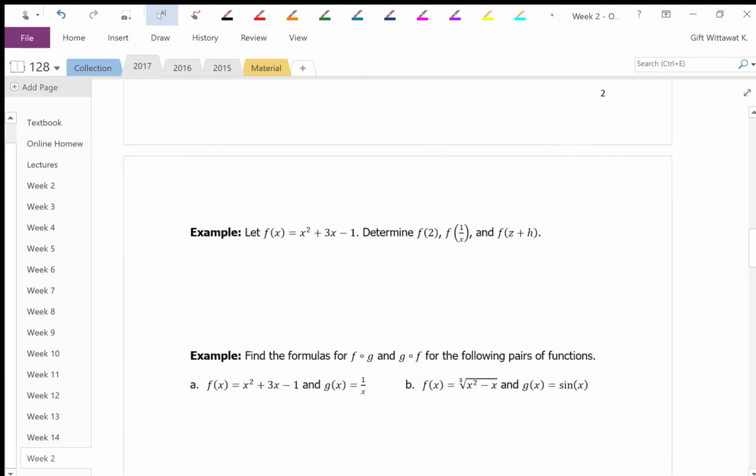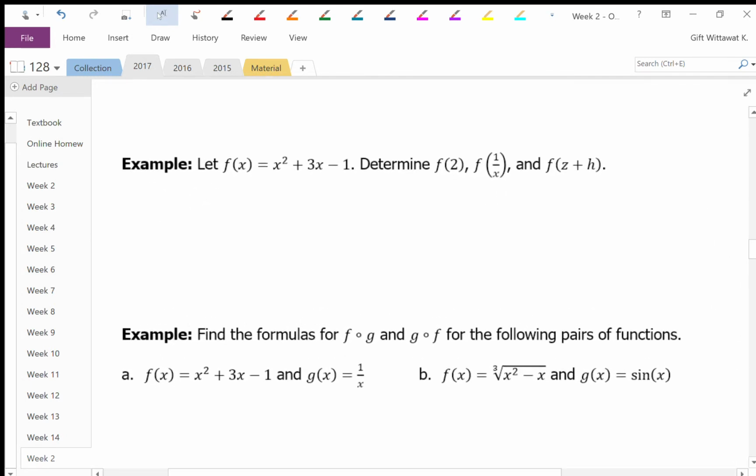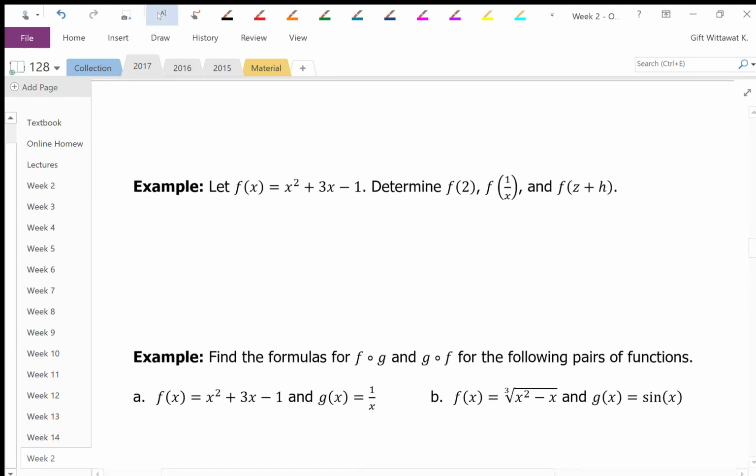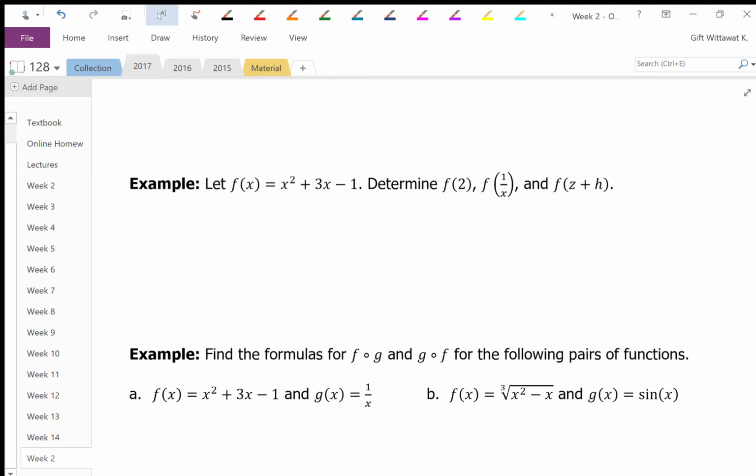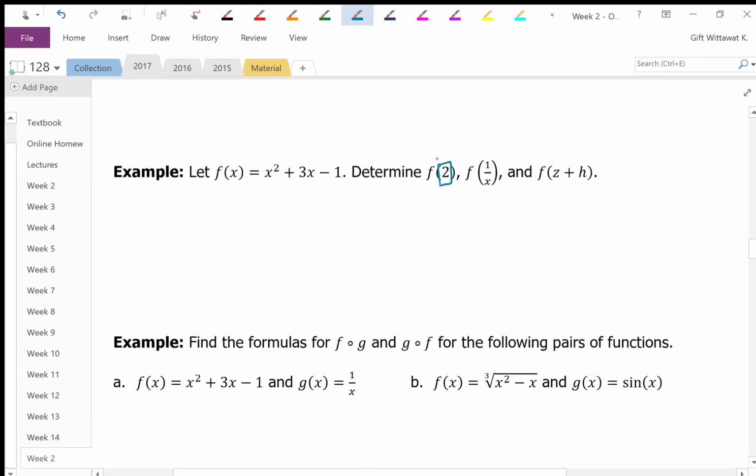For the next example, I have my function f of x is x squared plus 3x minus 1. I'd like to determine f of 2, f of 1 over x, and f of c plus h. To actually determine the value of a function at a specific point, all you have to do is replace x by whatever that is. So if I want to find f of 2, I'm just going to replace all the x that I see in my equation by 2.